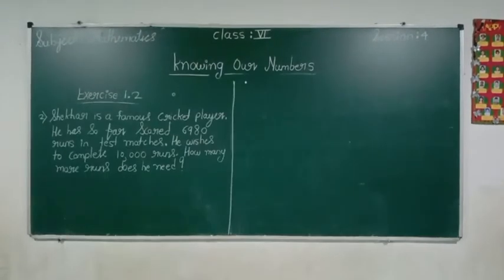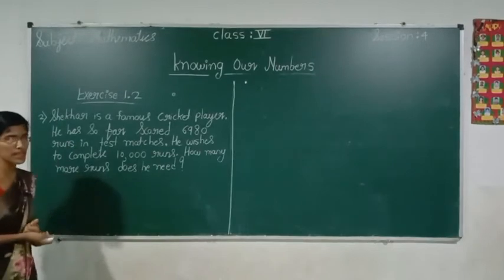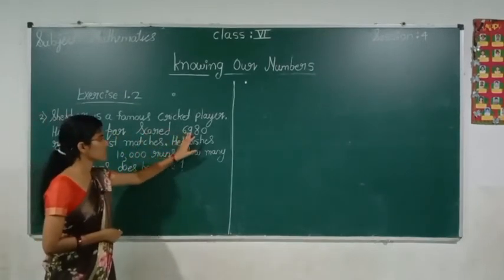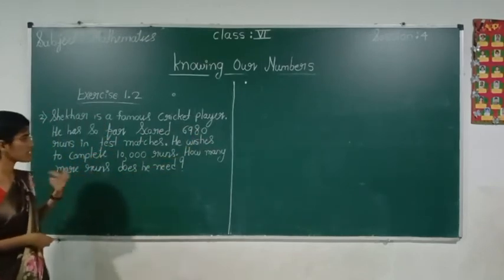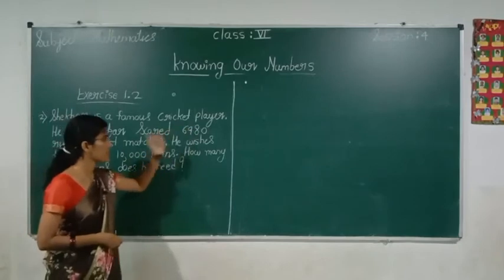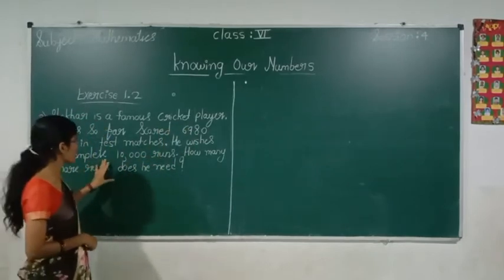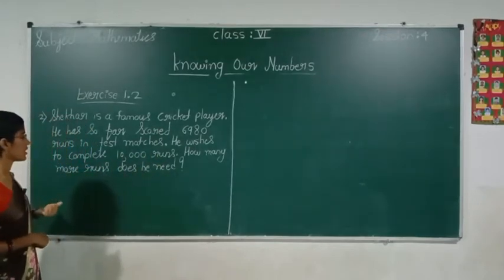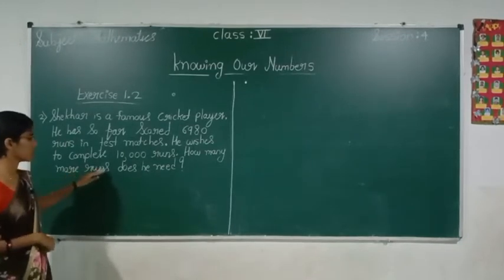See the next question. Shekhar is a famous cricket player. He has so far scored 6,980 runs in test matches. He wishes to complete 10,000 runs. How many more runs does he need?